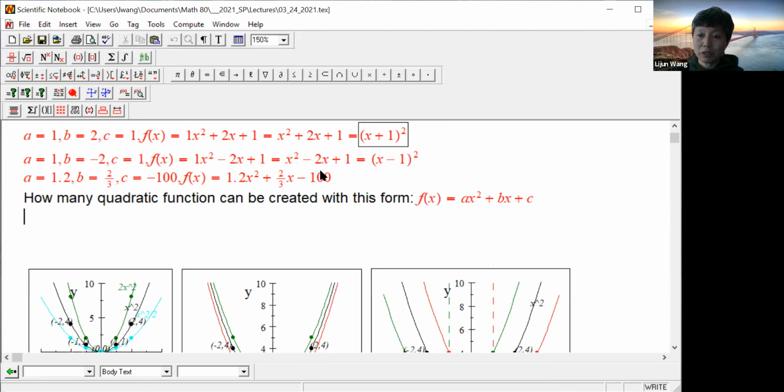How many do you think we can generate at this rate? What is your answer? Infinite, right? Infinite. We can just manipulate the values for A, B, C, okay, and generate as many quadratic functions as possible. So the answer is infinite.